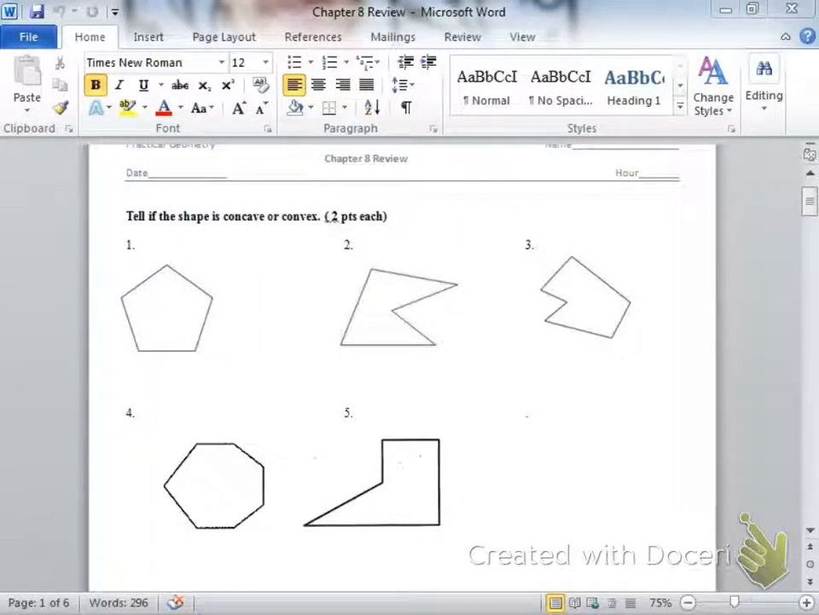So, for the Chapter 8 review, the first section, you are just saying concave or convex. Number 1: convex. Which other one is convex? 4. And then the rest are concave.